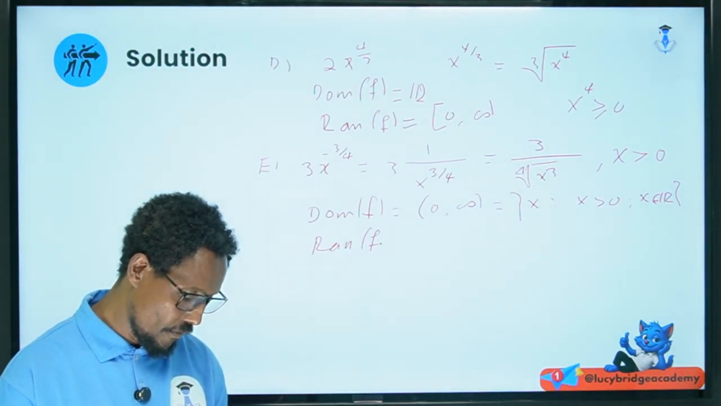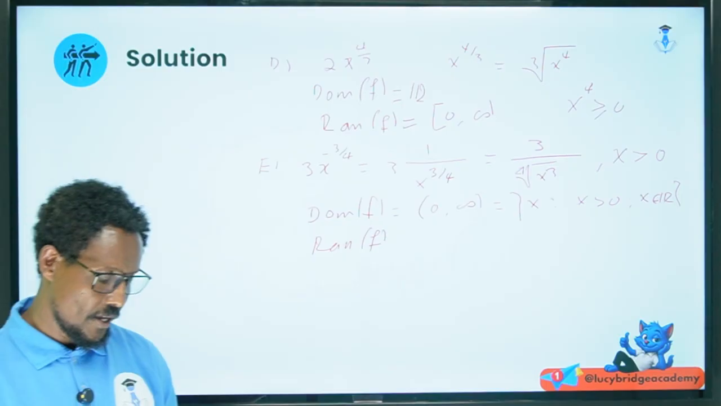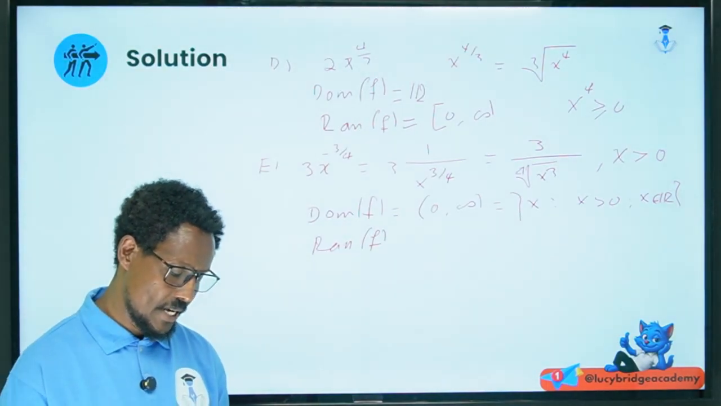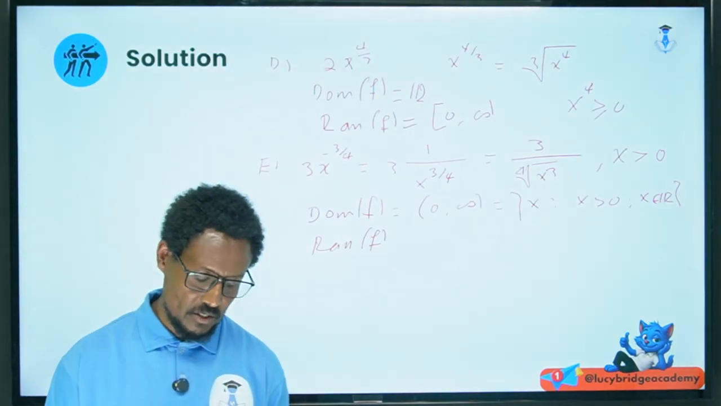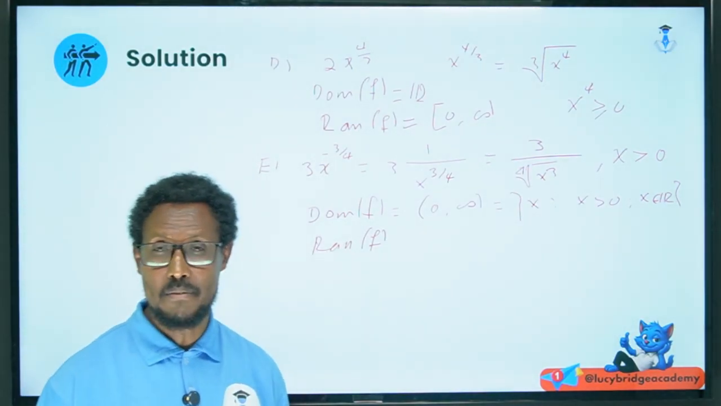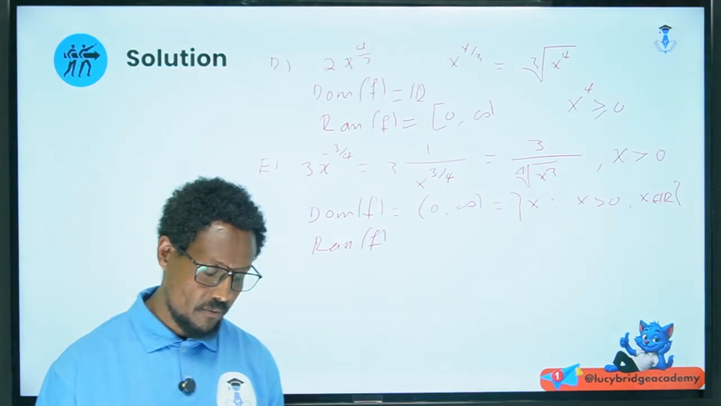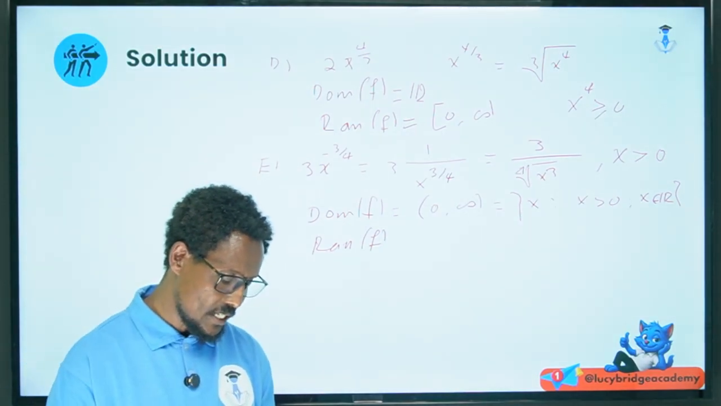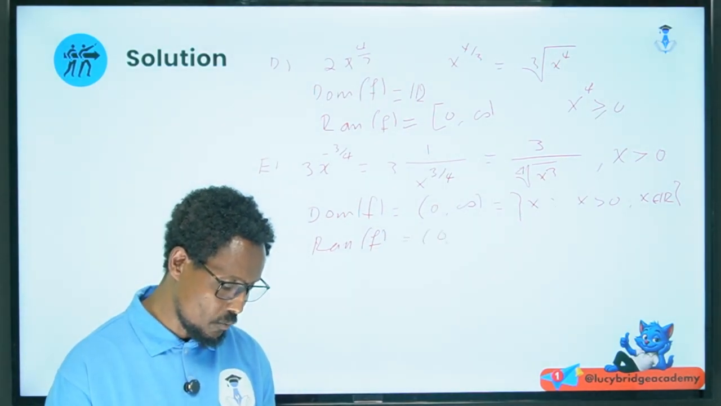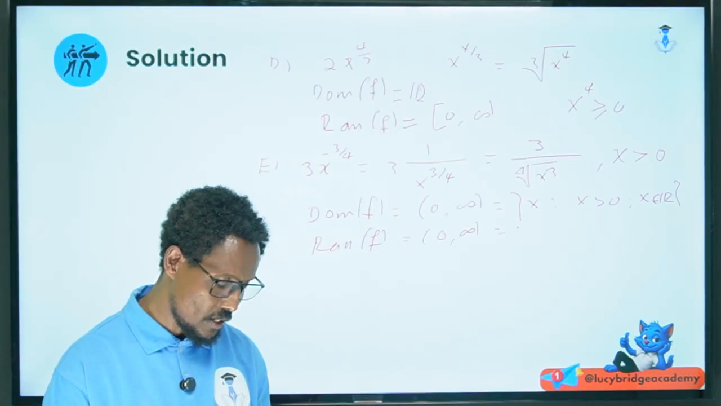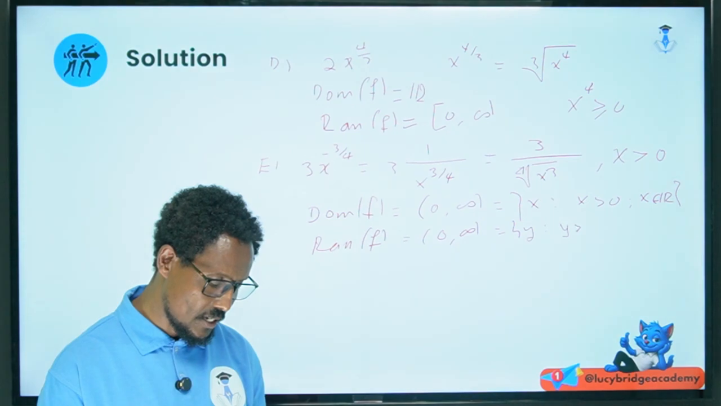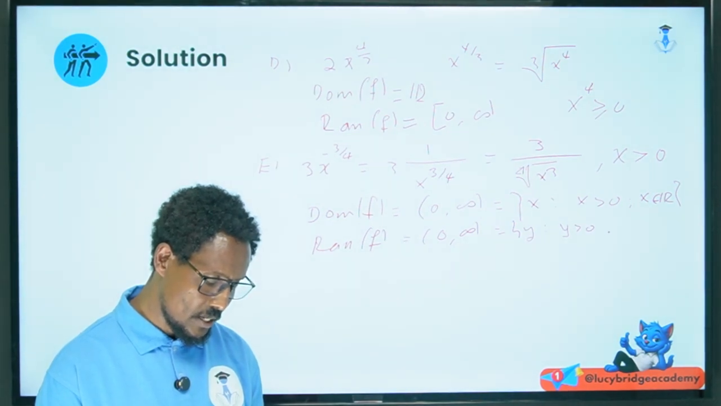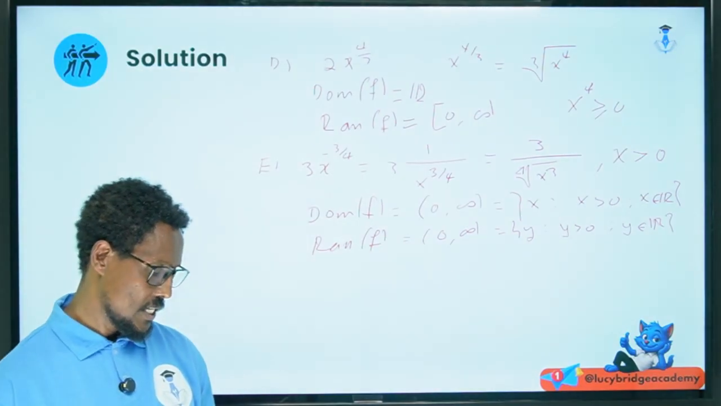Range of f, look, range of f በx ቦታ የምናስገባው 0 እና ከ0 የሚበልጥ ቁጥር ብቻ ስለሚሆን 3 over a positive number is always positive, therefore the range is also greater than 0 to positive infinity. Why? Such that y is greater than 0 and y is an element of real number, right? That's all.